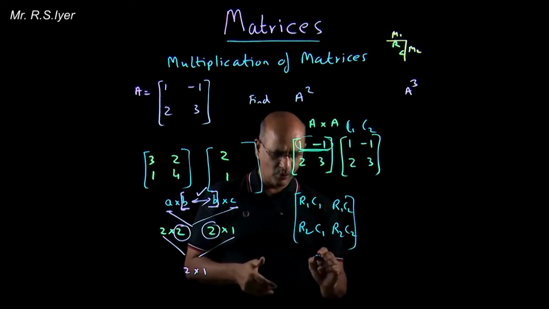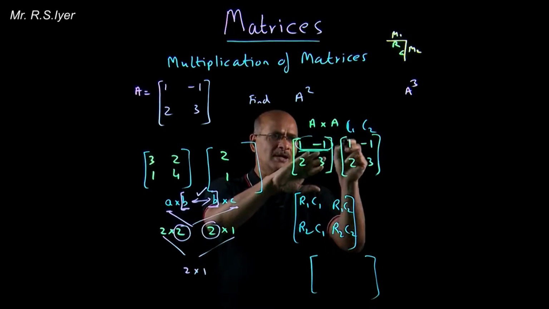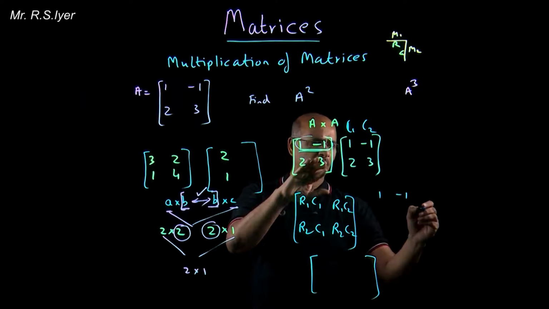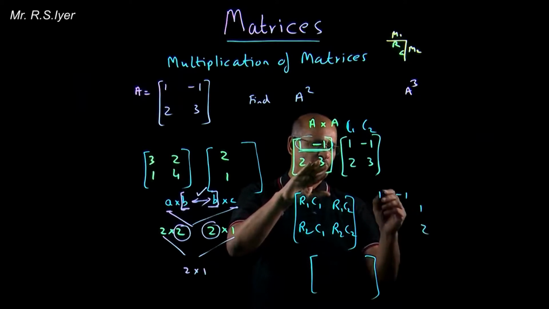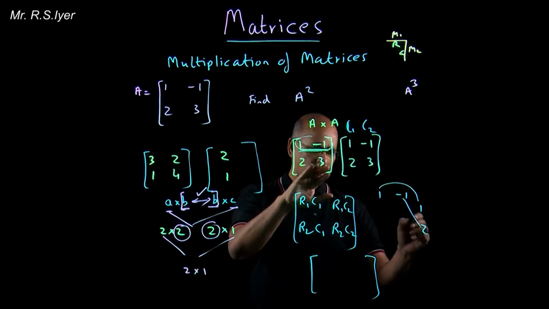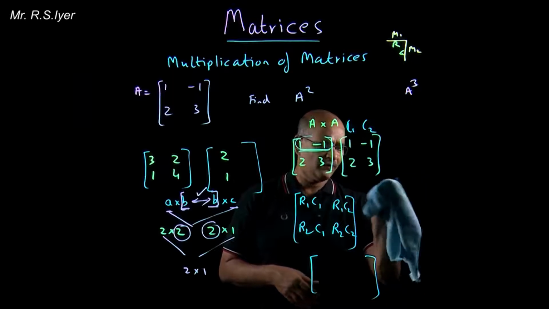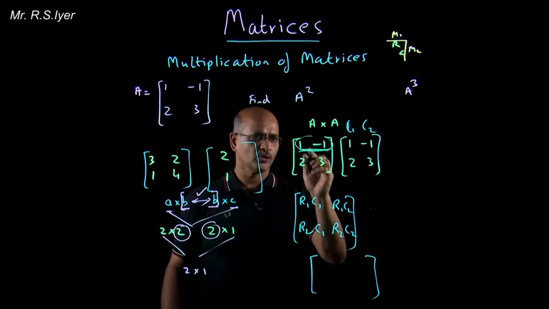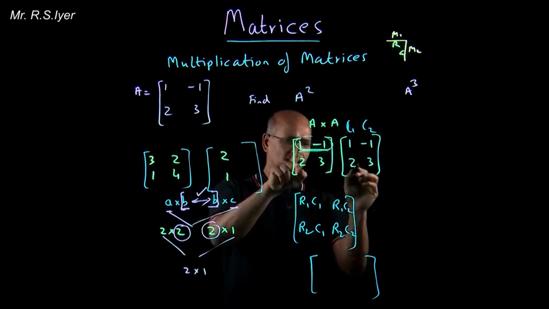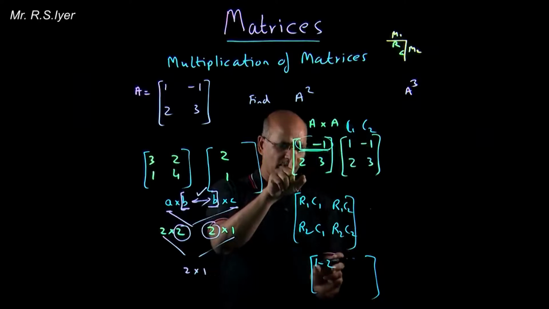So in this example, what will happen? Look at this properly. Row 1 into column 1: it is 1, minus 1, and 1, 2. So first with first plus second with second. Understand this working also, children, because this is very, very important. So 1 ones are 1, minus 2. So 1 minus 2. Row 1 into column 1 is one element.